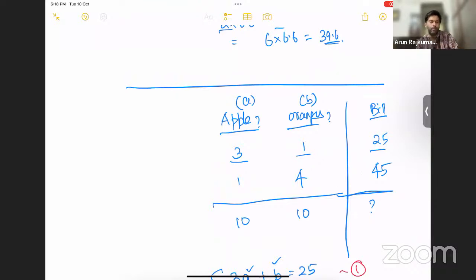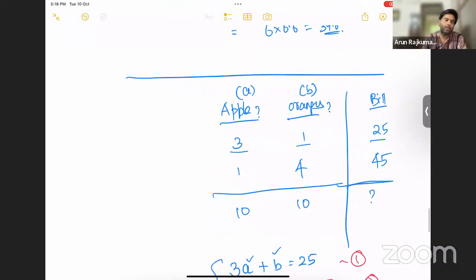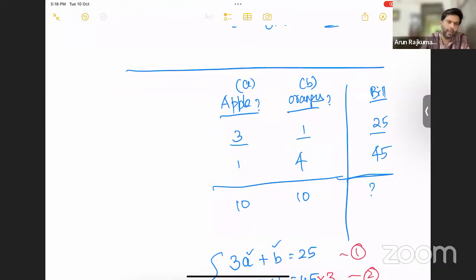I'm sure all of you have seen solving equations from your 10th standard, right? So it's not a quadratic equation. A quadratic equation would mean you would have A square or B square, right? Only then it's quadratic. So this is what is called a linear equation. Why is it linear?